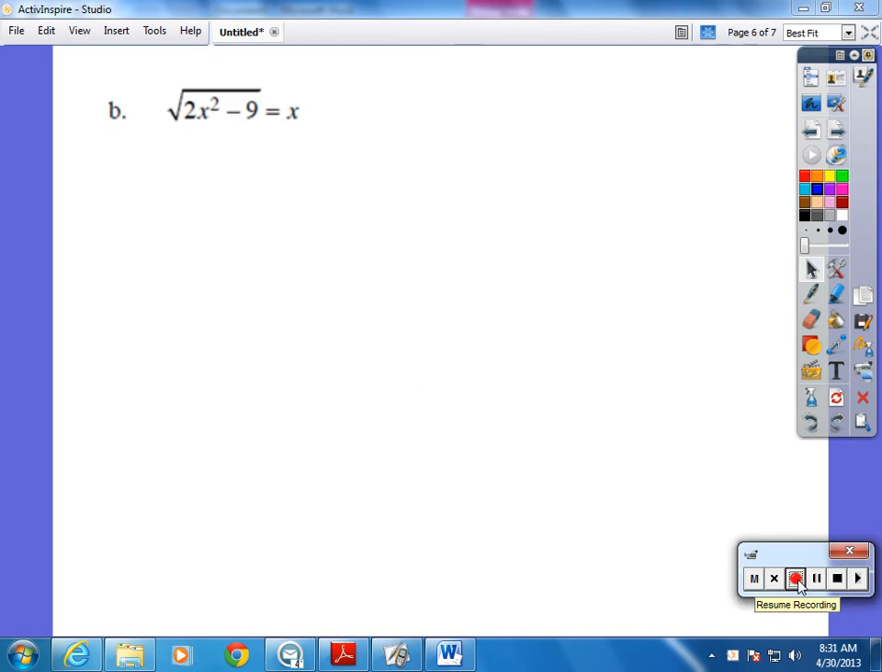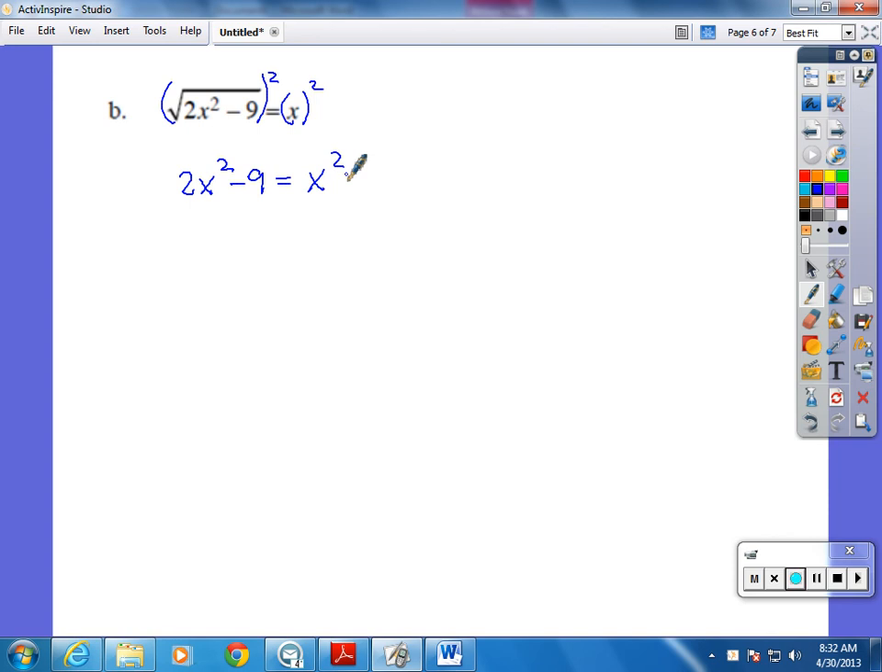All right, solving an equation. Anytime it has a square root, things could get a little tricky. So first, try to get rid of the radical. Start from the outside, work your way in. So I square both sides. I end up with 2x squared minus 9 equals x squared.